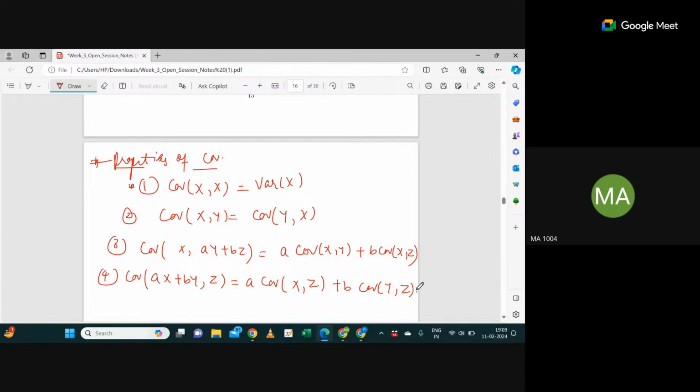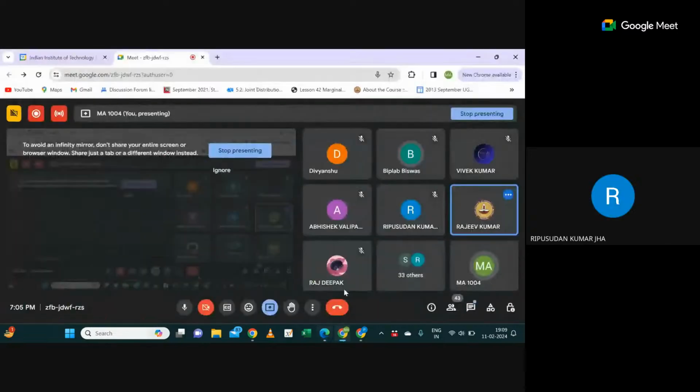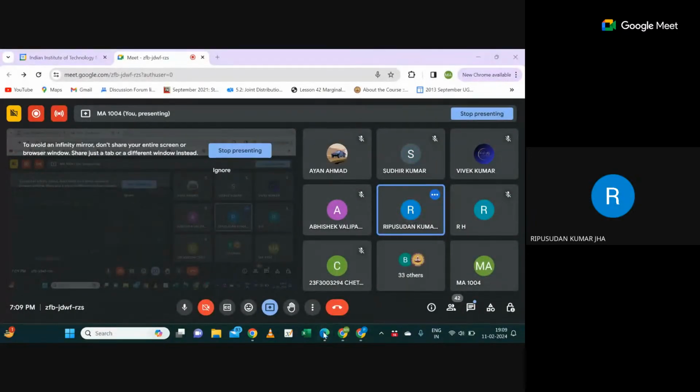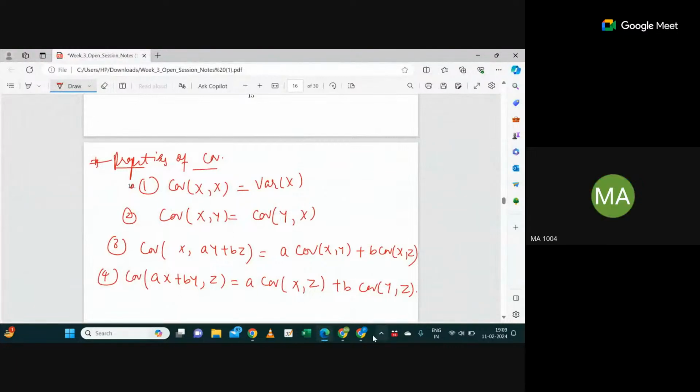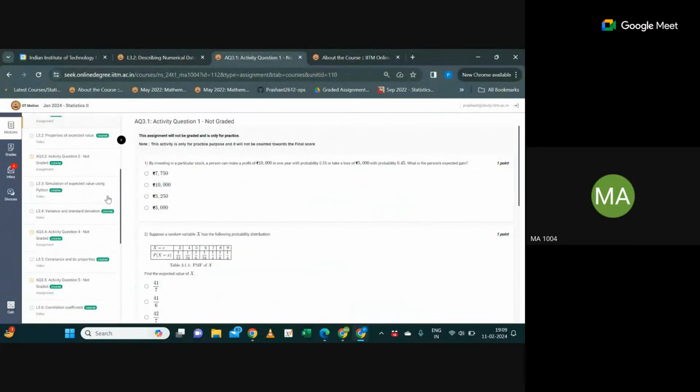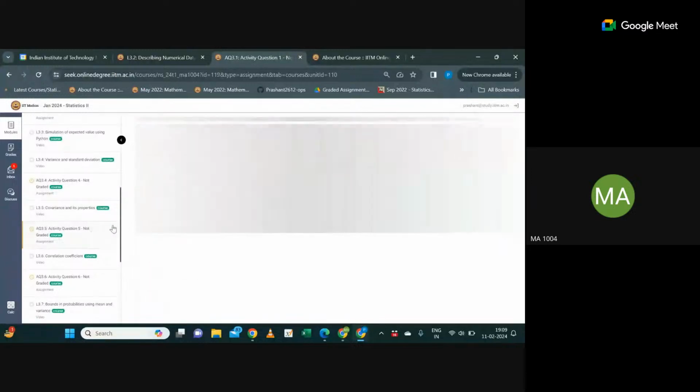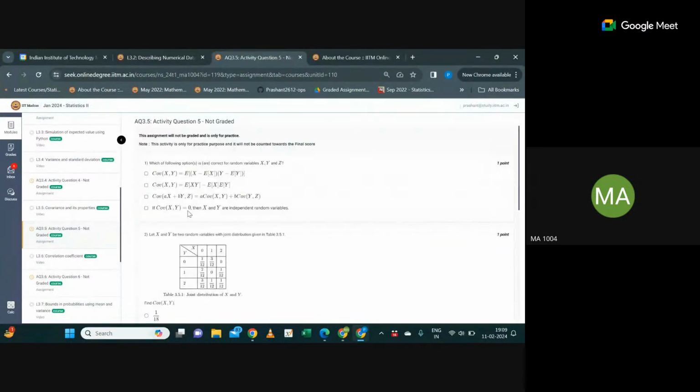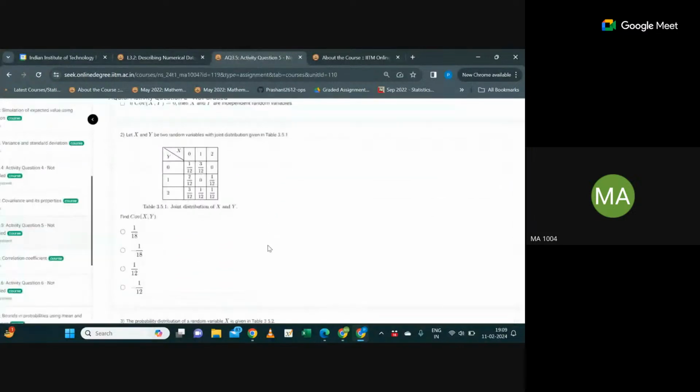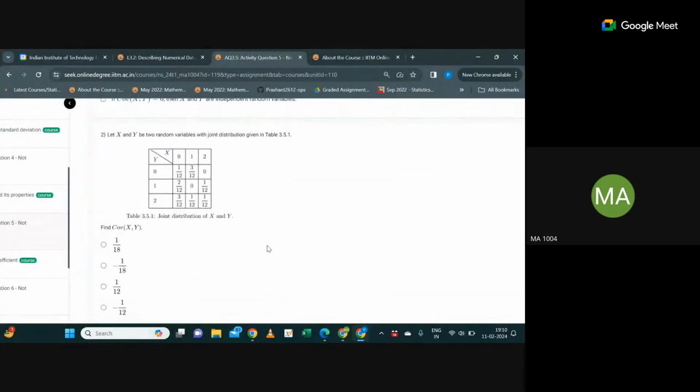Do you have any doubt about how to compute covariance from the joint PMF table? Please take an example. I think covariance was discussed in activity 3.5. Okay, let's do question number 2.